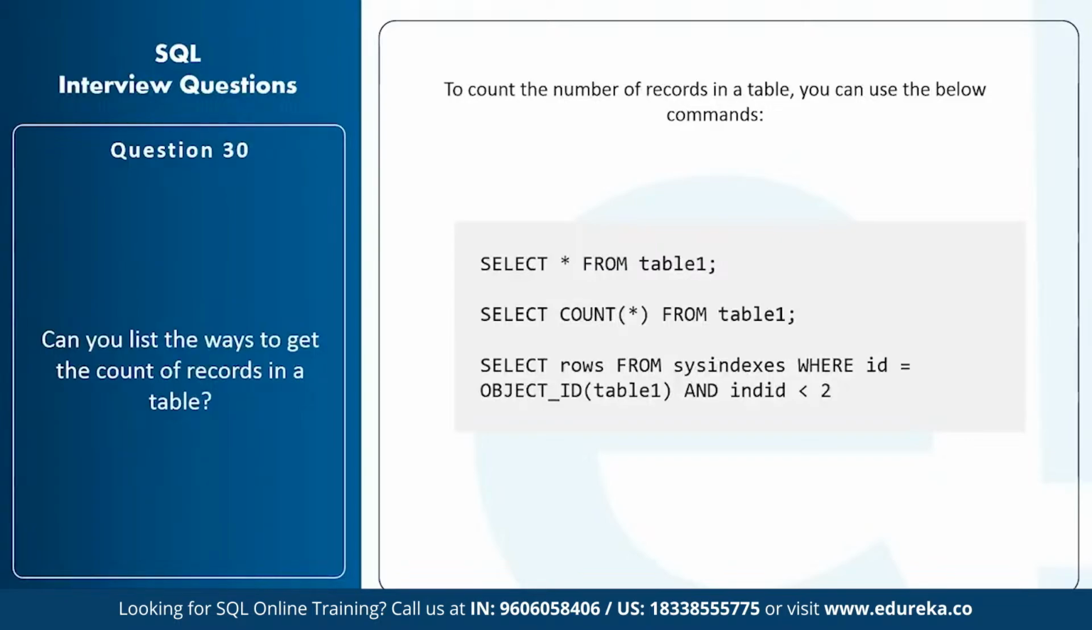Next, when I say select count star from table 1, that is basically you select all the records from the table 1 and then you count them. And coming to the third query, that is select rows from sys.indexes where id = object_id of table 1 and indid is less than 2. That means it basically counts the number of records in a table with system indexes. These are the various ways to count the number of records in a table.